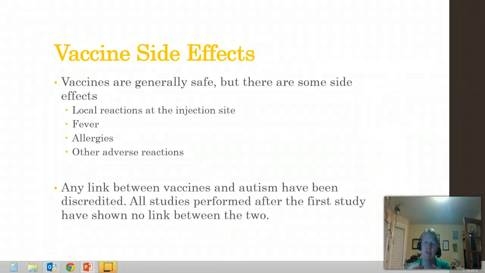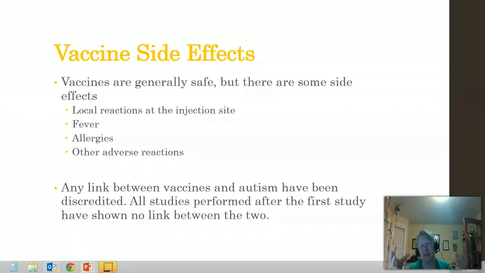The main types of side effects are local reactions, fever, allergies, and there's a variety, but those are the main ones. Allergies, especially if you're getting the flu shot and you're allergic to eggs and the flu virus has grown up in eggs, that's a concern.